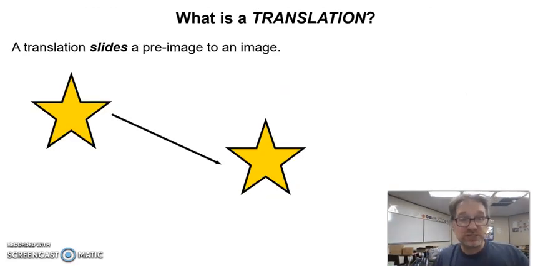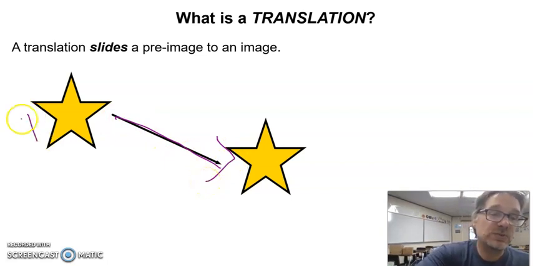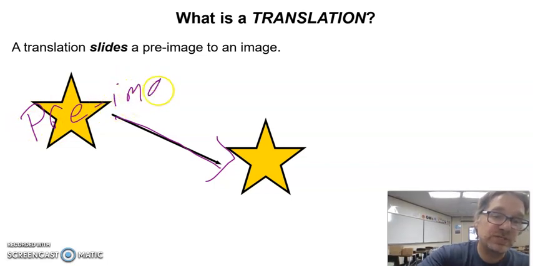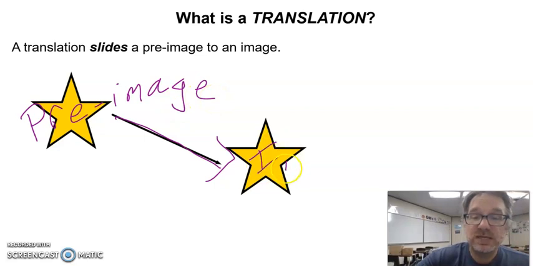So what is a translation? A translation is a slide. I am going to slide a pre-image onto an image. So notice we have an arrow. The arrow is pointing this way. That means I'm starting with this star. This star is the pre-image. This is where I am starting, and this is where I am ending up. So that is called the image.